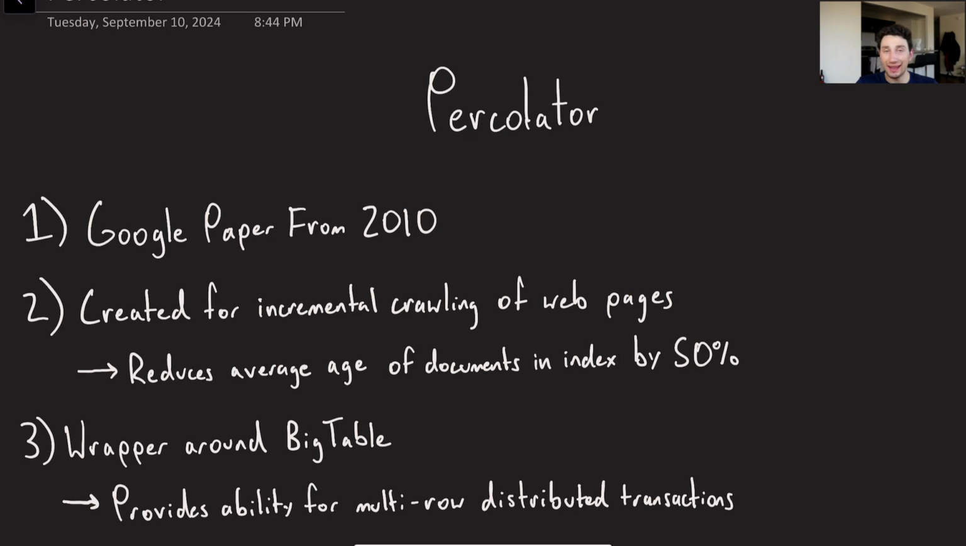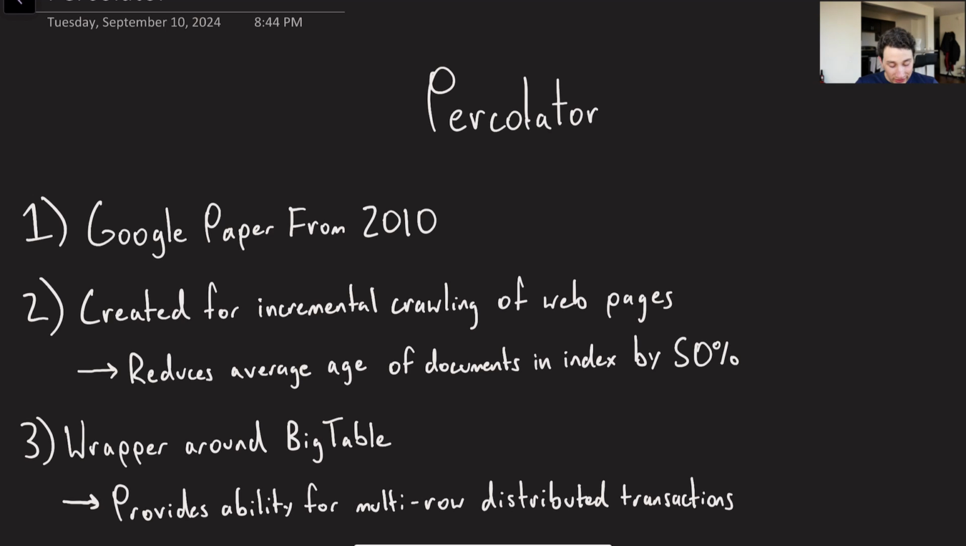Alrighty, let's go ahead and get started. So today we're going to be talking about a system that came out of Google in the early 2010s, known as Percolator. So basically, the main idea of this paper is that they want to be able to incrementally crawl certain web pages, right? A new web page comes around, they want to be able to go ahead and put it in their search index for Google and returning results on it.